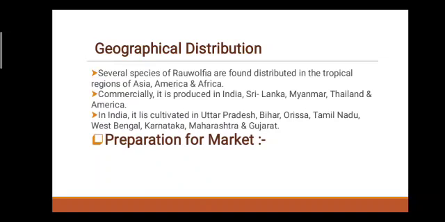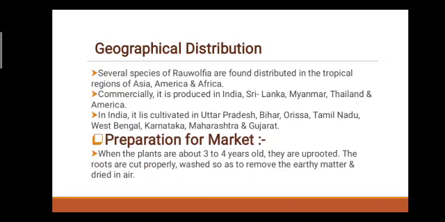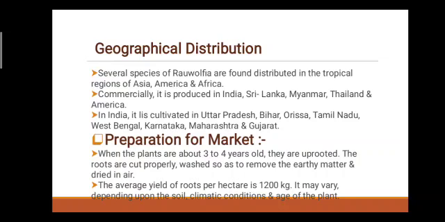Preparation for market. When the plants are about 3 to 4 years old, they are uprooted. The roots are cut properly, washed so as to remove the earthy matters and dried in air. The average yield of roots per hectare is 1,200 kg. It may vary depending upon the soil, climatic conditions, and age of the plant.